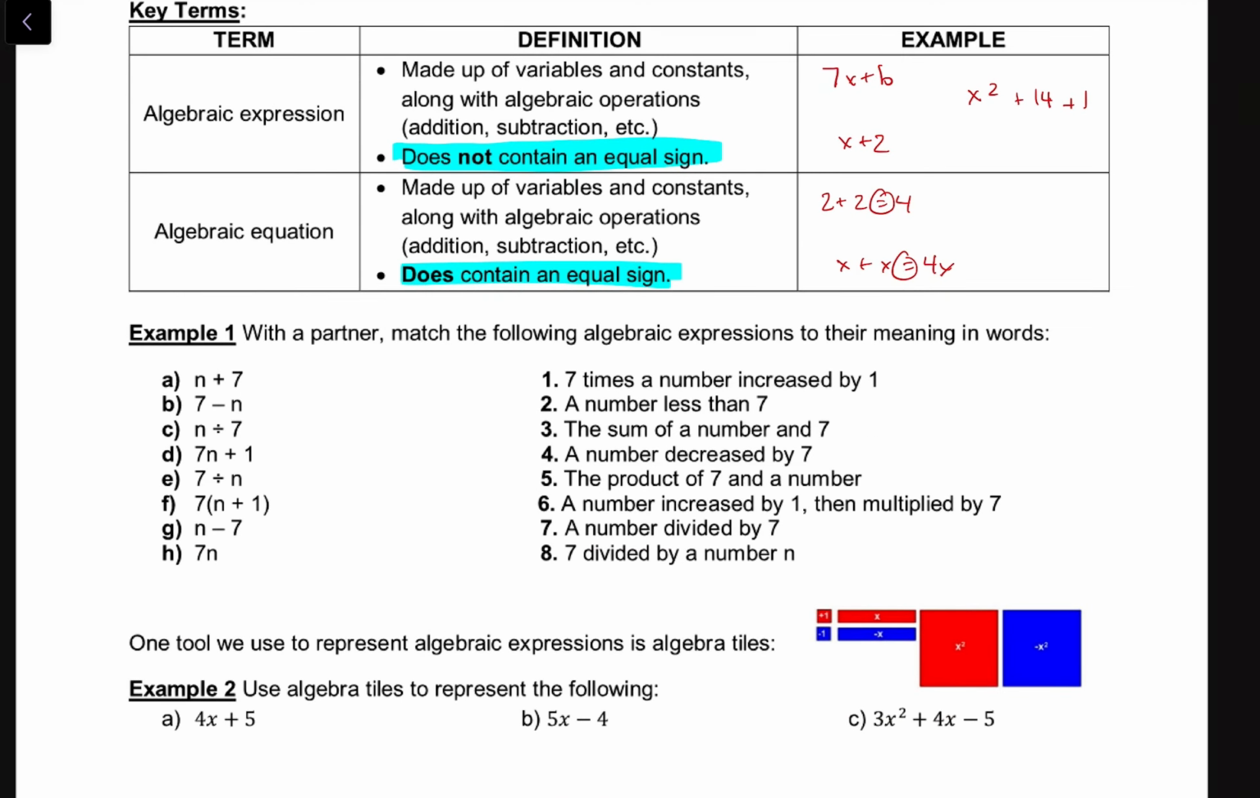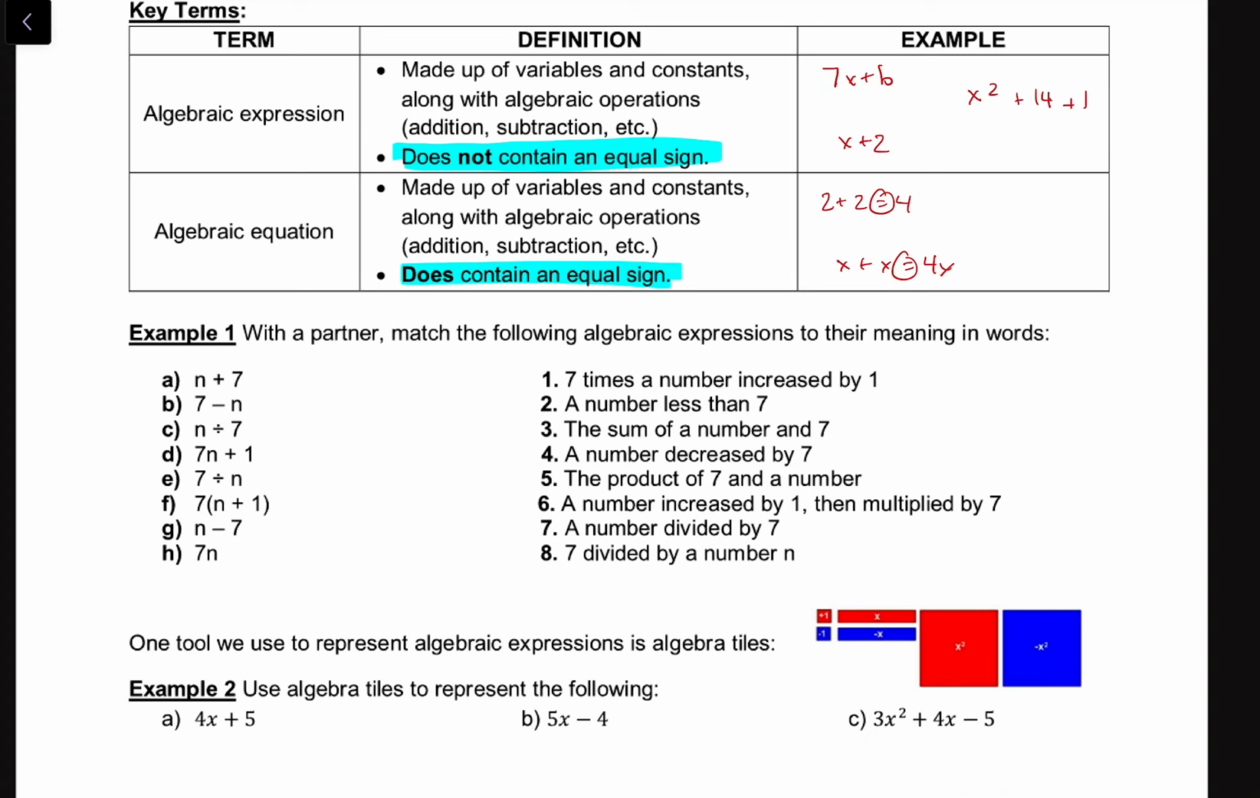By yourself, I want you to pause for a moment. Try to match the following expressions to the meanings in words. Pause now before we match and find the answers. Okay, once we have come back, we're going to go through them.